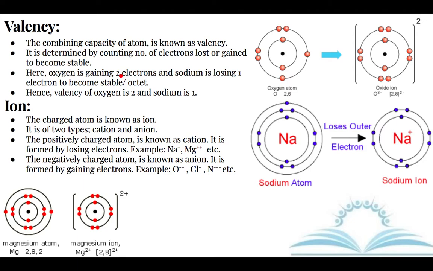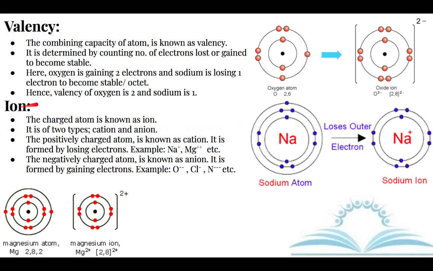Okay, so what do the atoms do? They lose or gain electrons, and when they lose or gain electrons, they become charged. Like here, oxygen is gaining electrons, so electrons are more in number, and since electrons carry negative charge, oxygen is negatively charged. And in the case of sodium, sodium is losing an electron. So when sodium loses an electron, protons are more, and since protons are more, it gains positive charge.